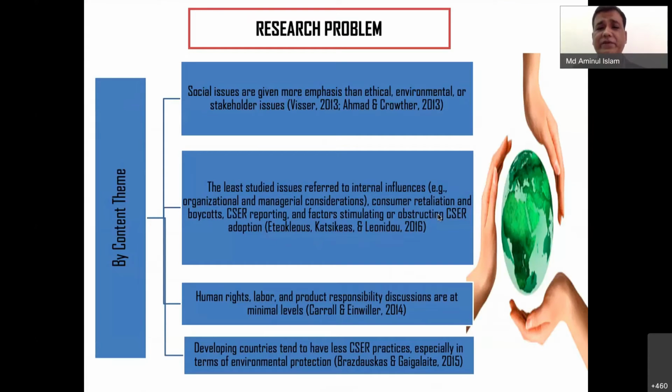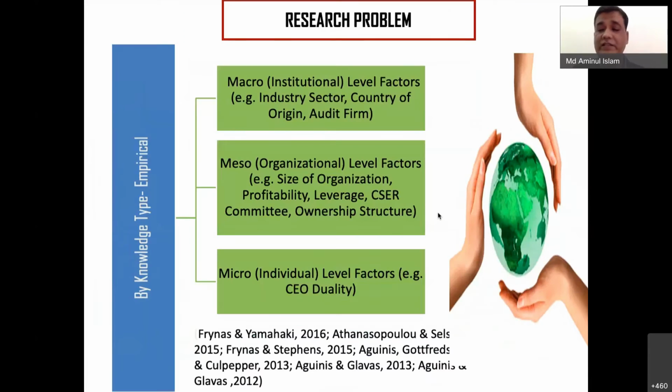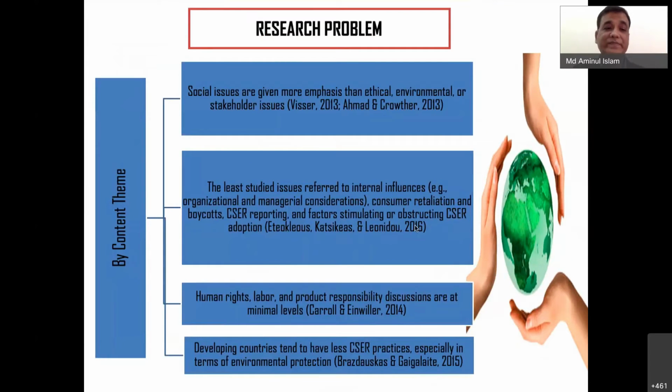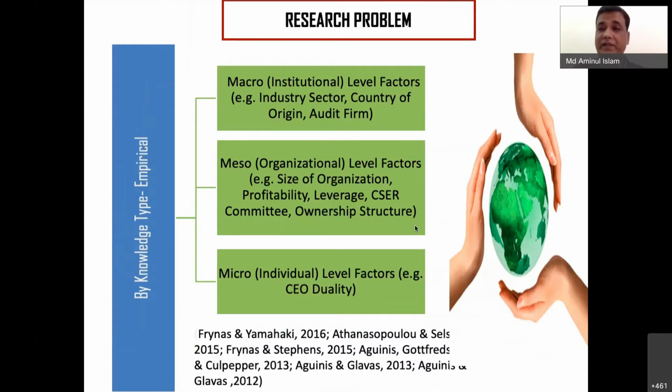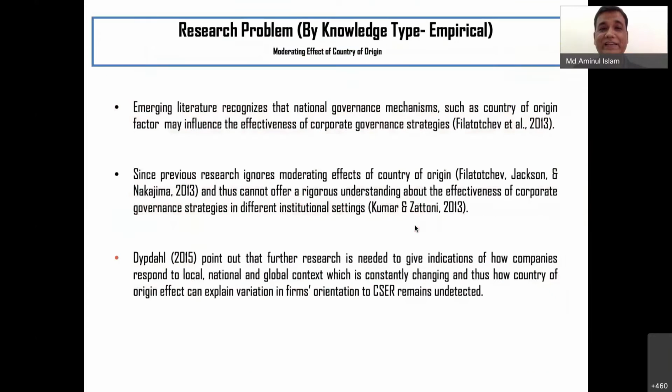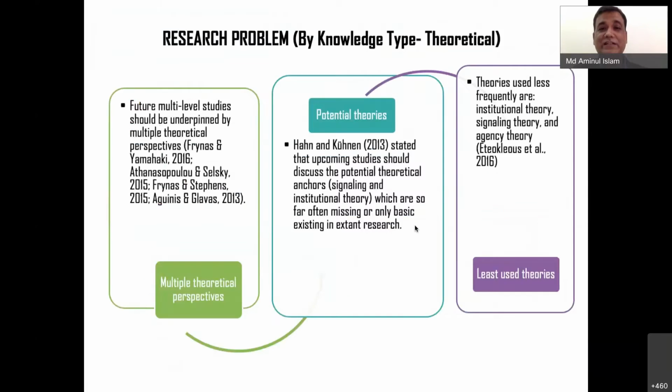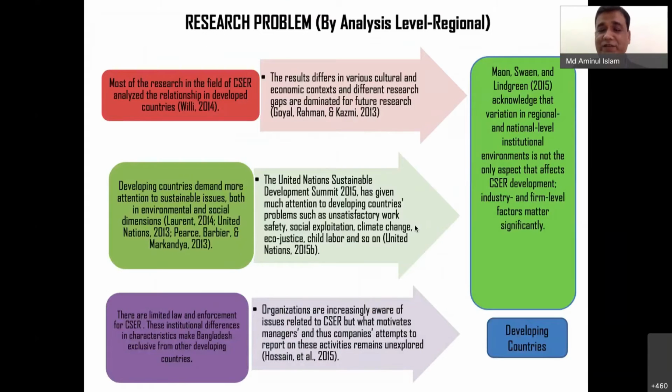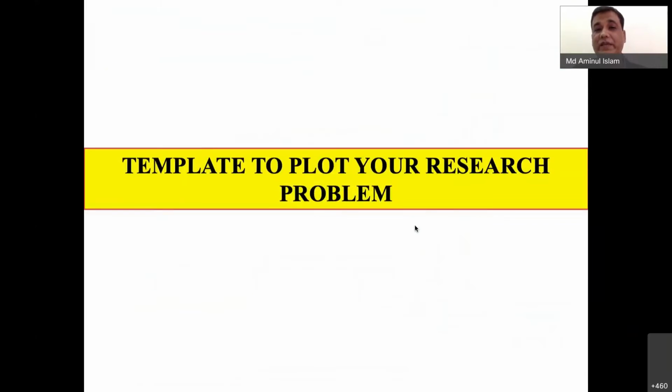This is an example given, which I'm not going to go through. This is basically following the same way. So by content theme, by empirical, and then you are looking at empirical again, the knowledge level, followed by knowledge type, and then you have methodological, and finally you have theoretical. So that's how the example is there, which I'm going to leave for you, okay? For your own way of looking at it.